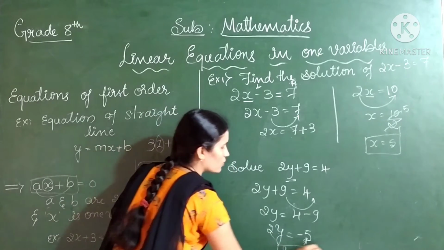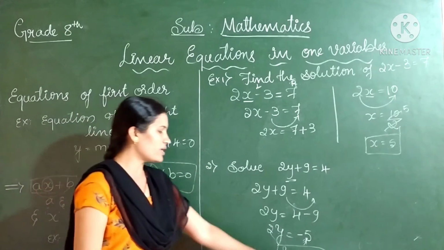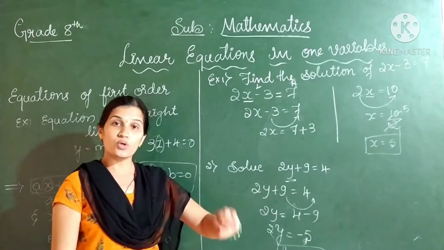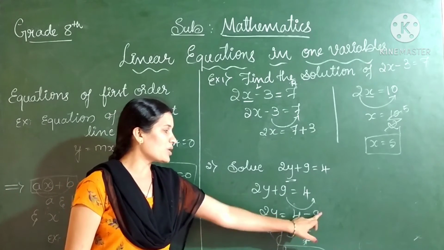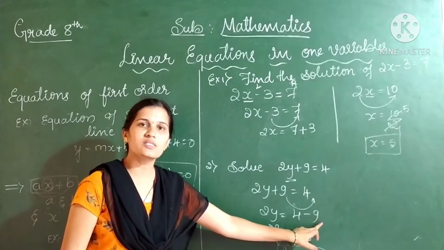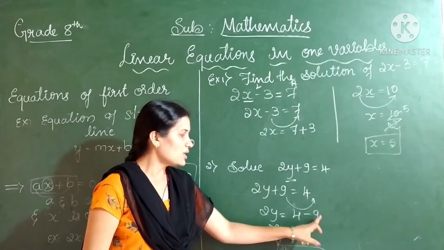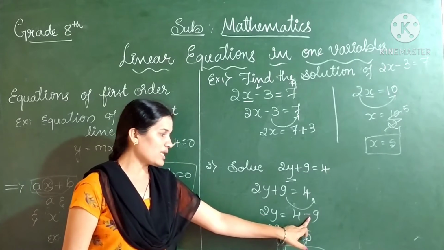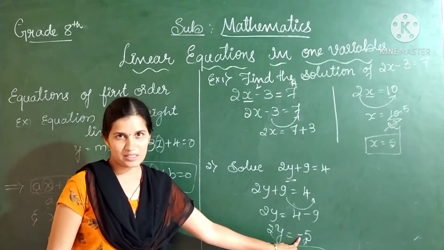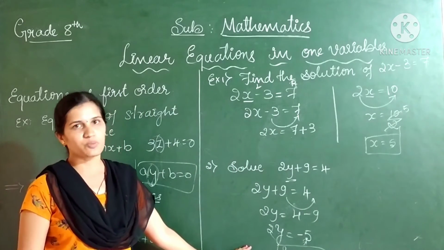So, y is equal to minus 5 by 2. What is the value? Y is equal to minus 5 by 2. Don't get confused about why I have kept minus here, because the greater number's sign is minus. 9 is greater than 4. If we subtract 4 from 9, we get 5. And the sign of 9 is minus, so I have written minus. This is how we have to solve the given problems.